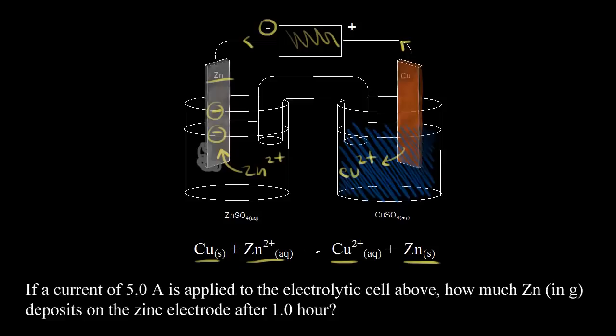When we look at our problem, this is a quantitative electrolysis problem because they're telling us what the current is, 5.0 amps. So we're applying a current of 5.0 amps. How much zinc in grams deposits on the zinc electrode after 1 hour? So we have to figure out how much zinc forms on our zinc electrode.